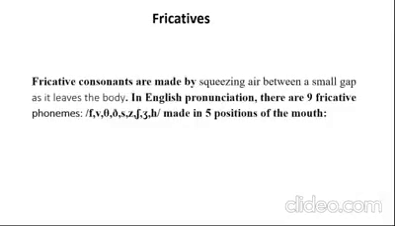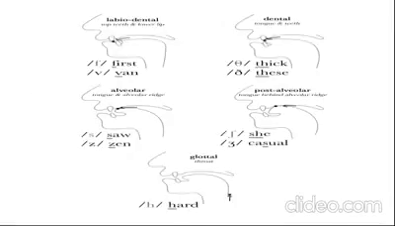Fricatives. Fricative consonants are made by squeezing air through a small gap as it leaves the body. In English pronunciation, there are 9 fricative phonemes. These are fa, va, tha, da, sa, za, sha, zha, ha, made in 5 positions. Look at the diagram. The first are fa, va. These are called labiodental sounds because the top teeth and lower lip are engaged to produce these sounds. So fa first, va then.